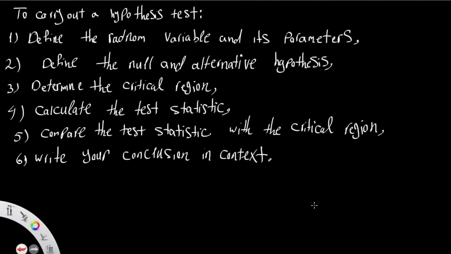To carry out a hypothesis test, you need to take the following steps. First, define the random variable and its parameters. As you see in the last example, the random variable had a binomial distribution, and the parameters were also given in the information in the question. Step 2, define the null and alternative hypotheses. Third step is to determine the critical region. Step 4, calculate the test statistic. Step 5, compare the test statistic with the critical region. And step 6 is to write your conclusion in context.